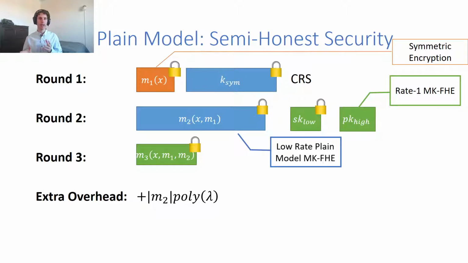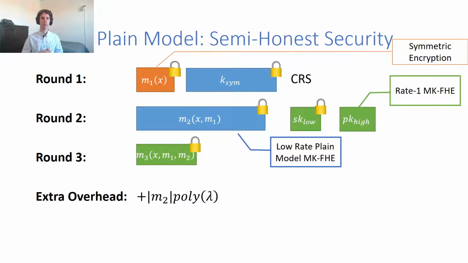In the semi-honest setting, we can actually just set any party to sample the CRS in the first round. Then, once we have that CRS, we can sample our keys for the rate 1 multi-key fully homomorphic encryption, and then in round 2. And then in round 3, we can key swap into the rate 1 multi-key fully homomorphic encryption. Up until that point, though, we need to use some different encryption schemes.